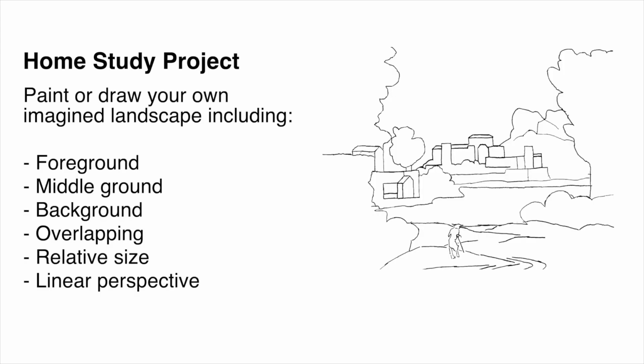Here's a project for you to try. Paint or draw your own imagined landscape, including a clear foreground, middle ground, and background. Use overlapping and relative size to create spatial depth, like you see in Landscape with a Calm. And when you've made your imaginary landscape, share it with us at Miyazaki Art School. We'd love to see your work.